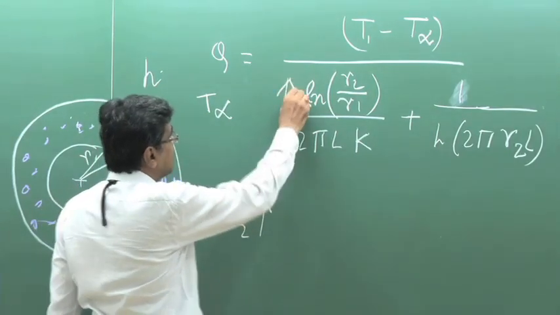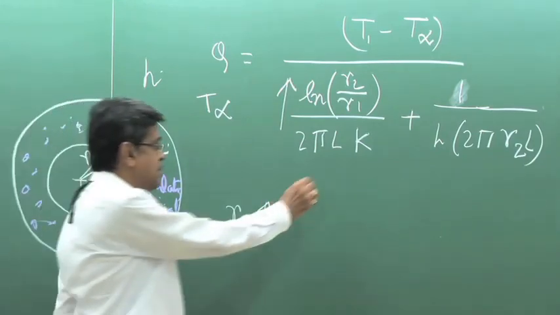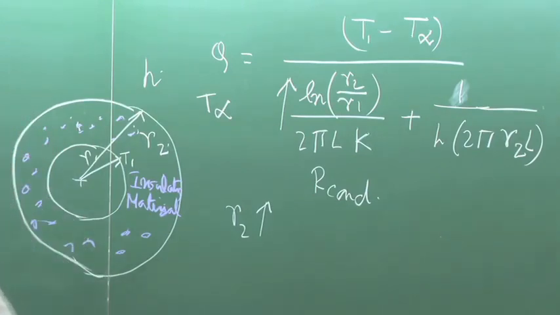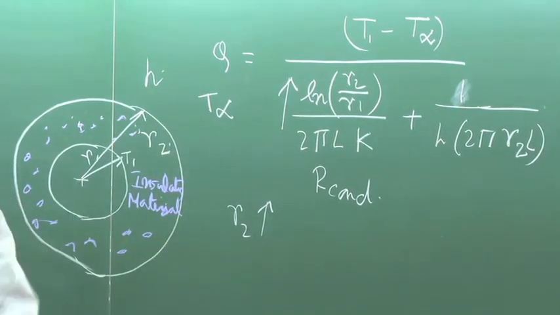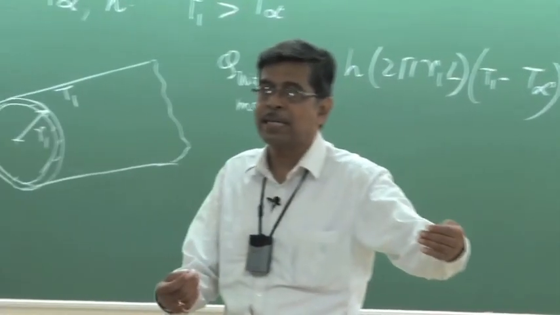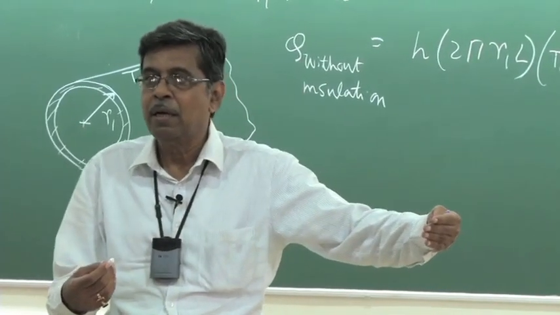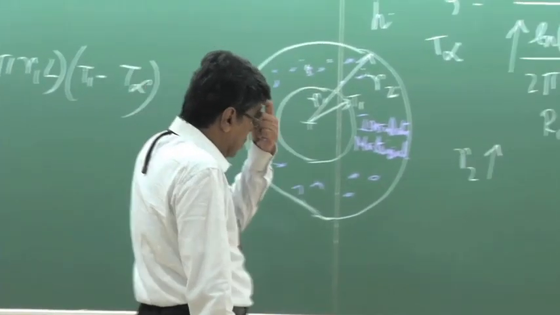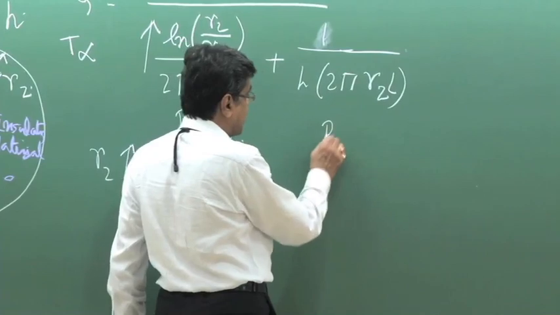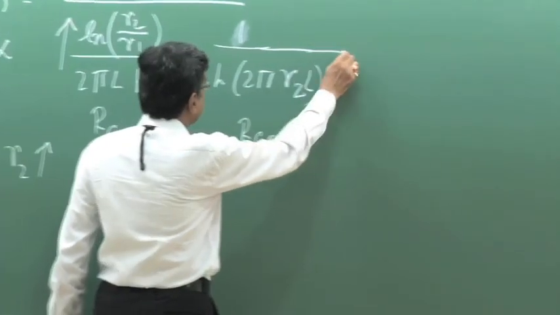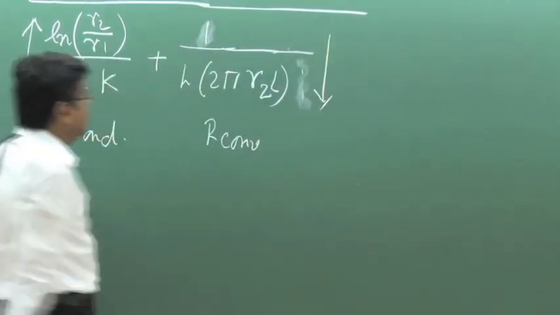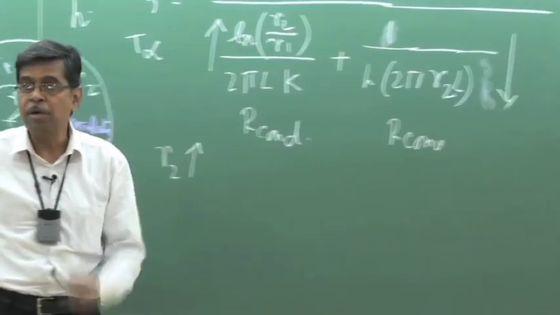then this term, the conduction resistance, R conduction, increases. That is obvious physically, because you are increasing the path of heat flow, the path of heat conduction. The more you increase the thickness and length of the path, the more the conduction resistance increases. But what happens to the convection resistance? Convection resistance is decreased.